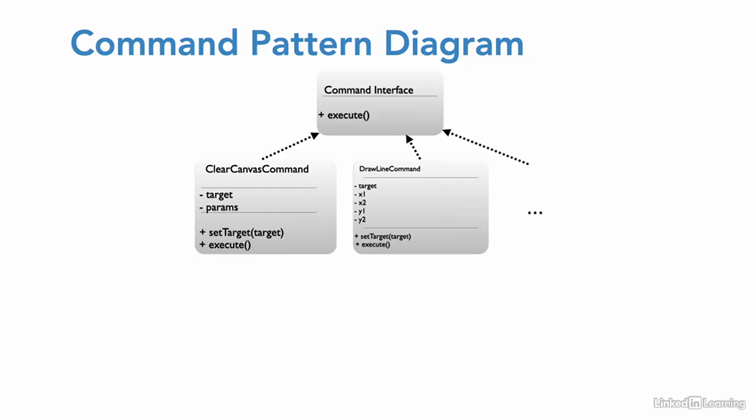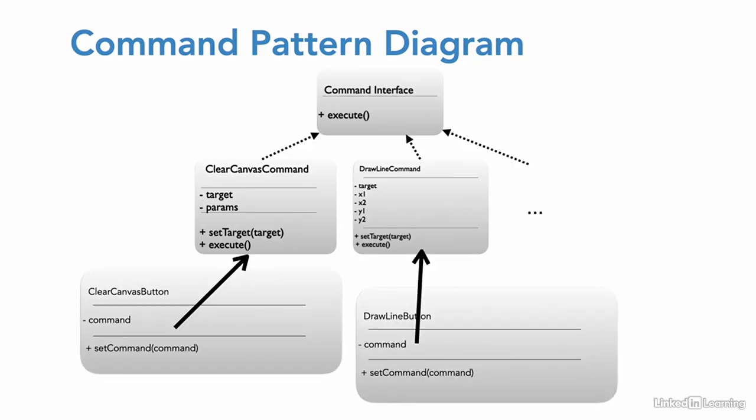So for example, a draw line command would probably contain the coordinates that define the starting and ending point of the line. These classes will also generally contain references to any other objects that they need to execute. I've called this target here in the UML. In the case of our drawing application, this would probably be the drawing editor, canvas, whatever you want to call it.